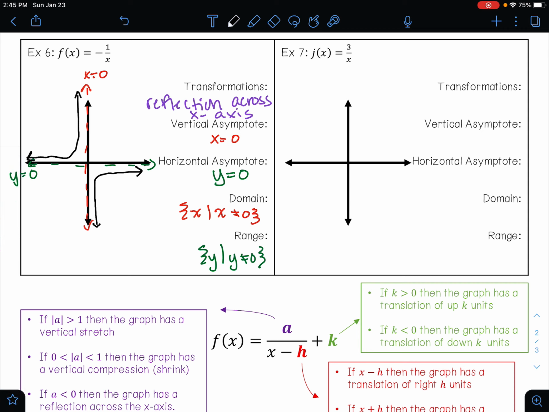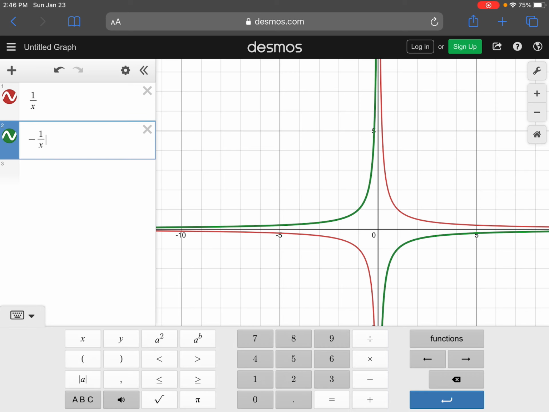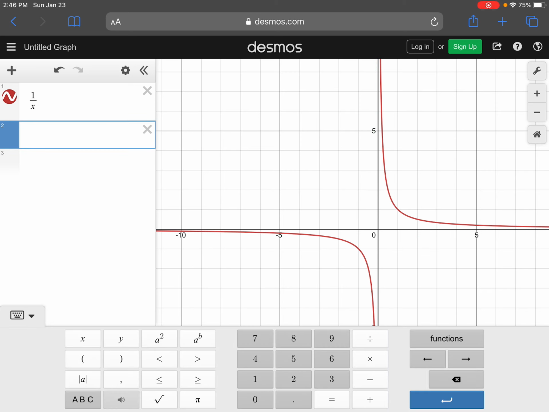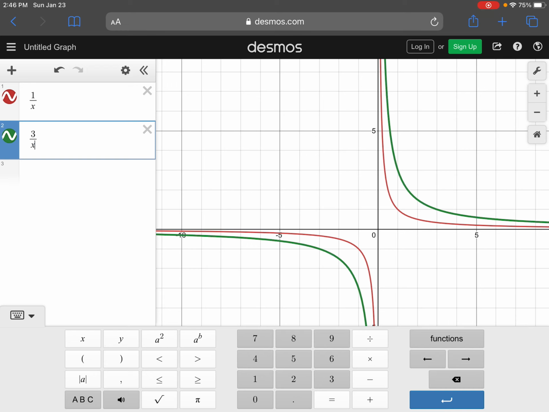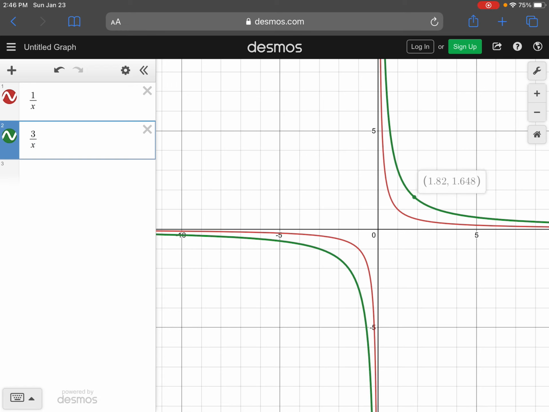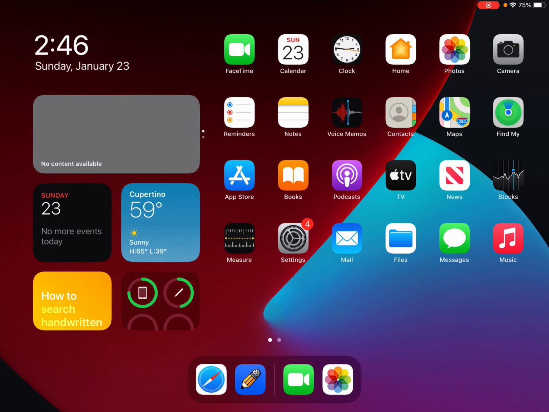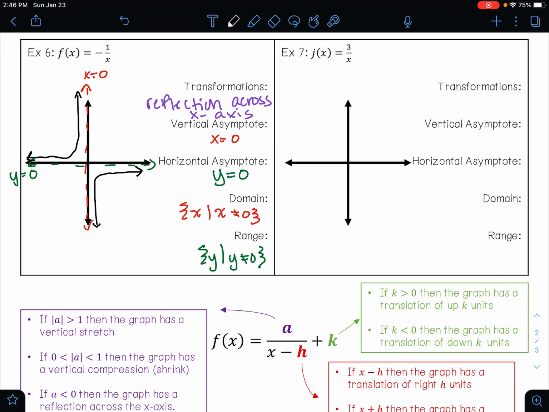On example 7, here we have j of x equals 3 divided by x. Here the major change is that we have changed our numerator to be 3 instead of 1. What you can see here is that the gap between our asymptotes is larger. So we've stretched that. Here we go. So this is a vertical stretch by 3.